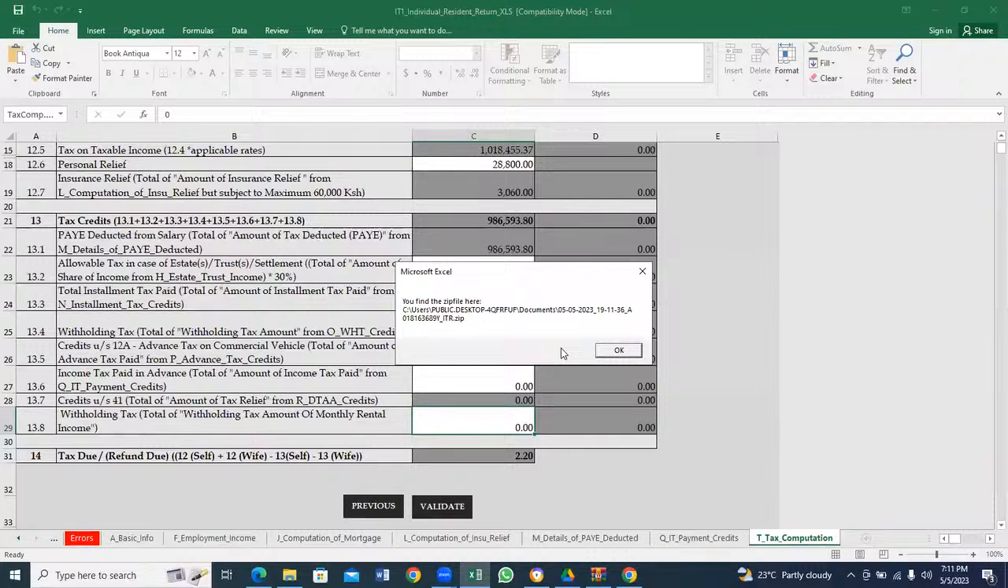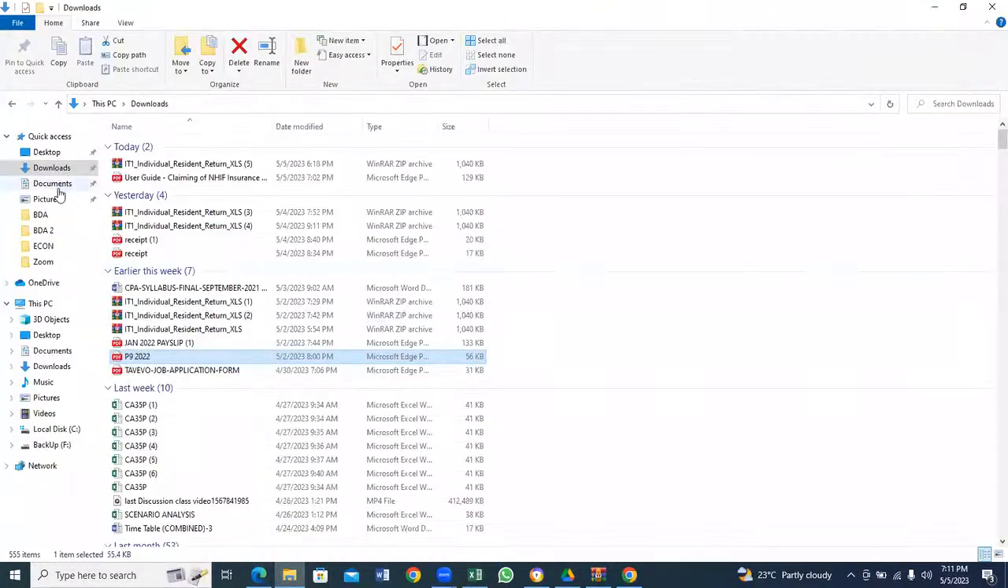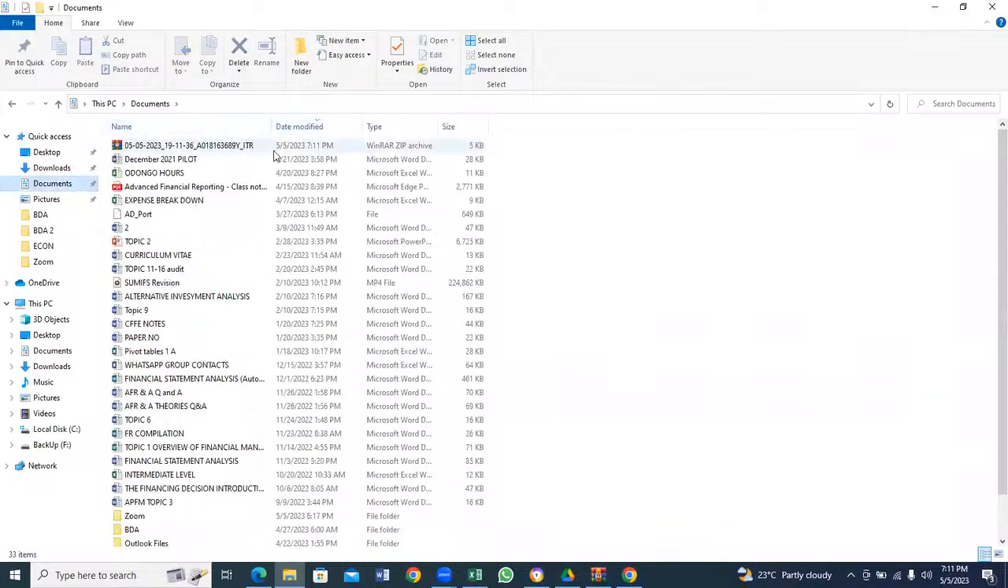Then unapata imesha kuzipia hiyo folder. It has already zipped for you that file. Inakupea mpaka direction. When you click okay, you release everything so that whatever you upload utaipata hapa kwa documents. Ukienda hapa kwa documents utaipata hapa, ndio hii hapa juu. This is the one that you now upload in iTax.